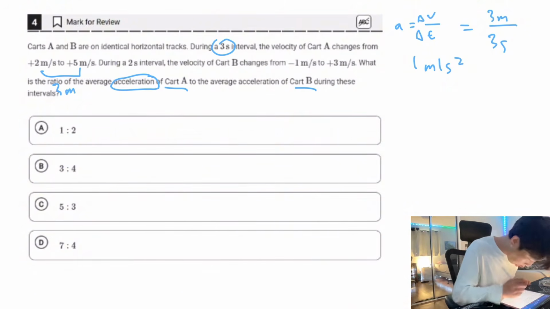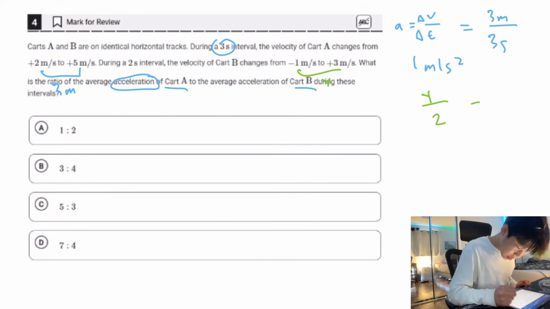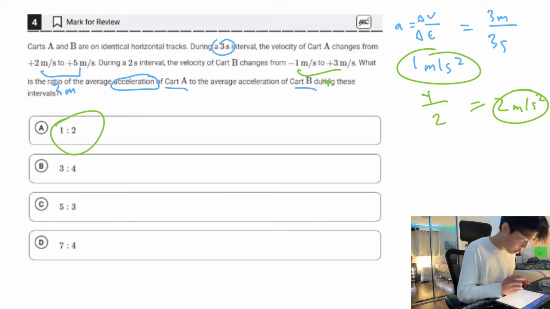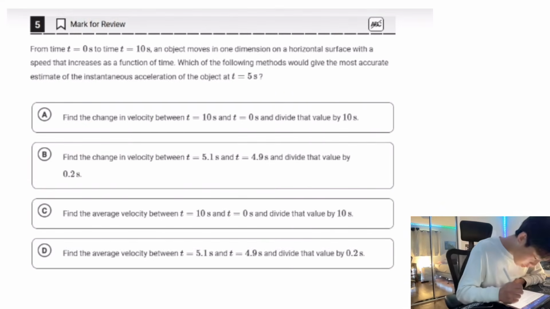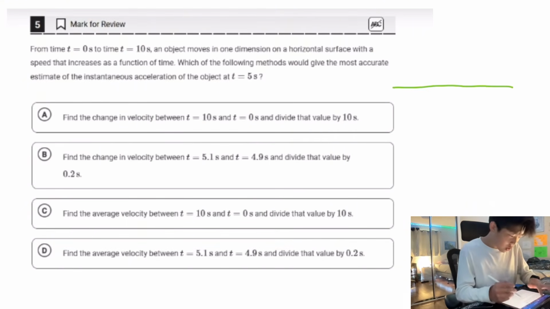But anyway, cart B, 4 over 2. Yeah. What's the ratio of 1 to 2? 1 to 2. Hello? Next question. So now it's asking for an object moving on a horizontal surface. So it's like this. Okay, why am I even doing this, bro?